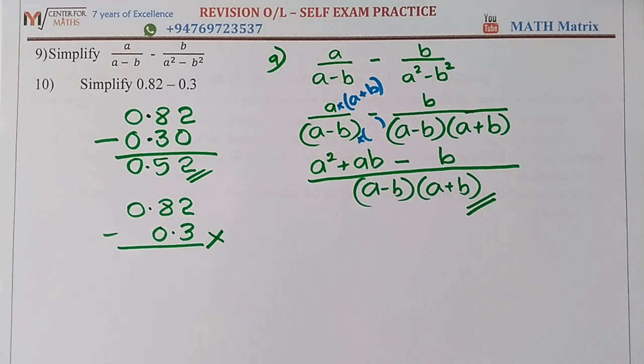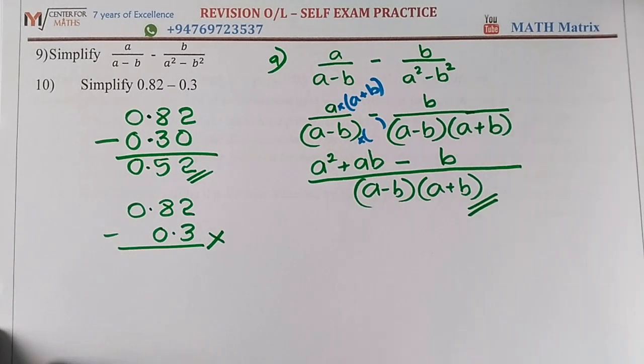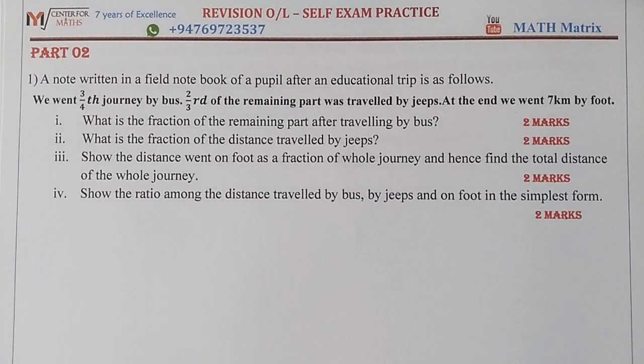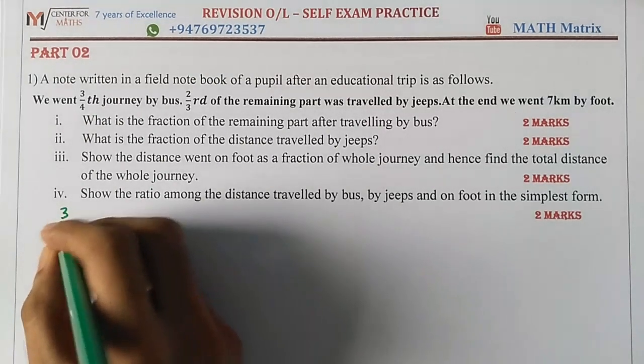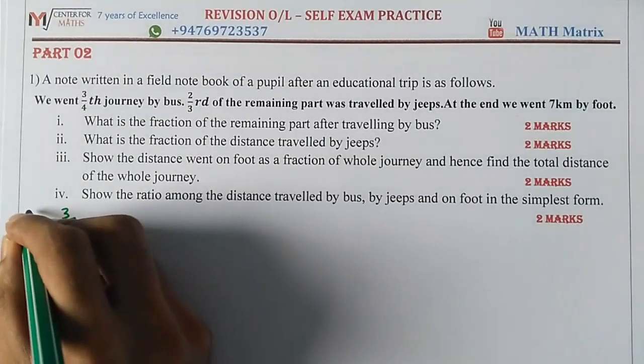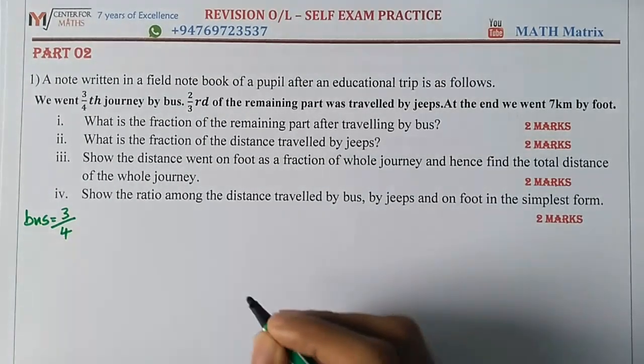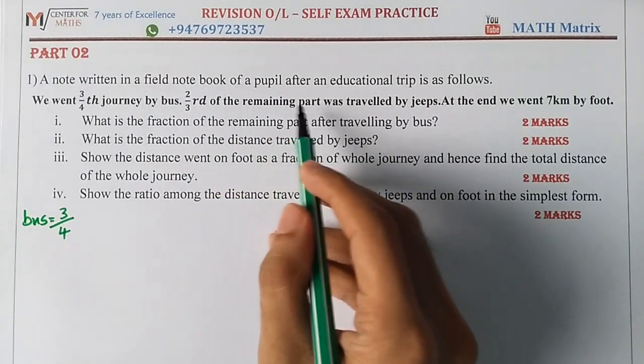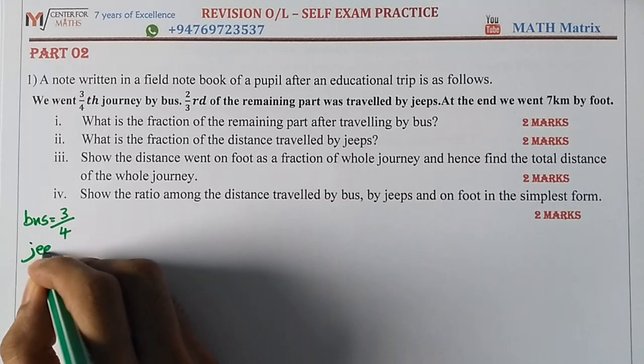Right. Now we can move to the part 2 paper. Right. So here the first question, it's related to fractions. A note written in a field notebook of a pupil after an educational trip is as follows. We went 3/4 journey by bus. They have gone 3/4 by bus. And the next one, 2/3 of the remaining part was traveled by jeep.